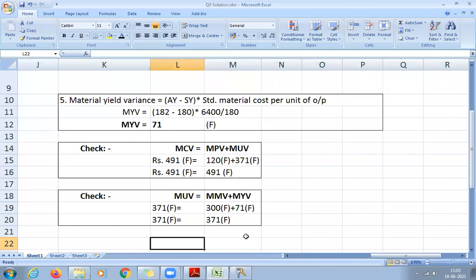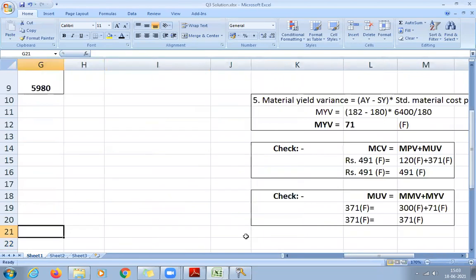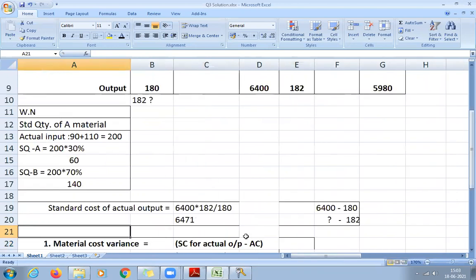Sir, when we calculate material quantity variance, why in this question do we take 60 into 182 by 180? What is the reason behind that? Because the output is different. Standard output and actual output are different. The standard output is 180 and actual is 182. That is the reason. If both are 180, then there is no need to calculate; directly you can take the standard cost.